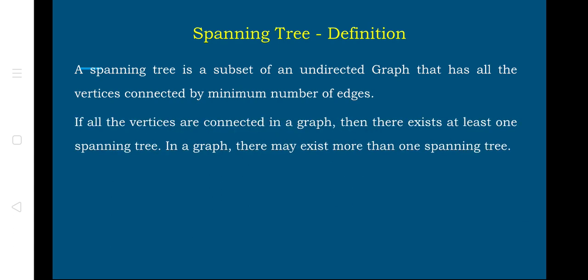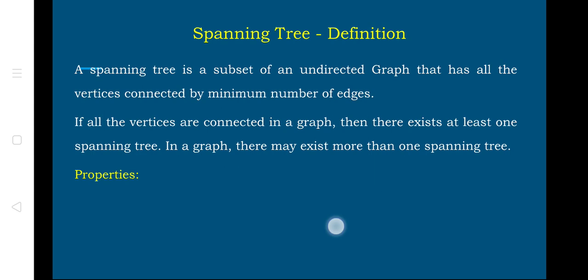If all the vertices are connected in a graph, then there exists at least one spanning tree. In a graph, there may exist more than one spanning tree. So, for a graph, we can draw more than one spanning tree. Depending upon the number of nodes available and the connectivity, we can draw more spanning trees.